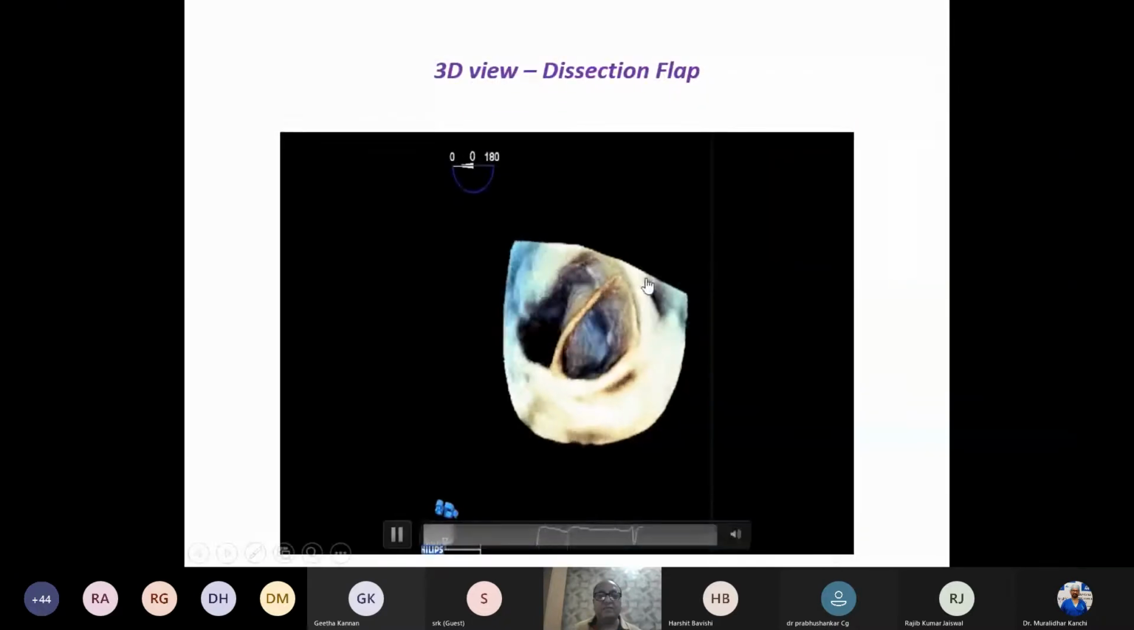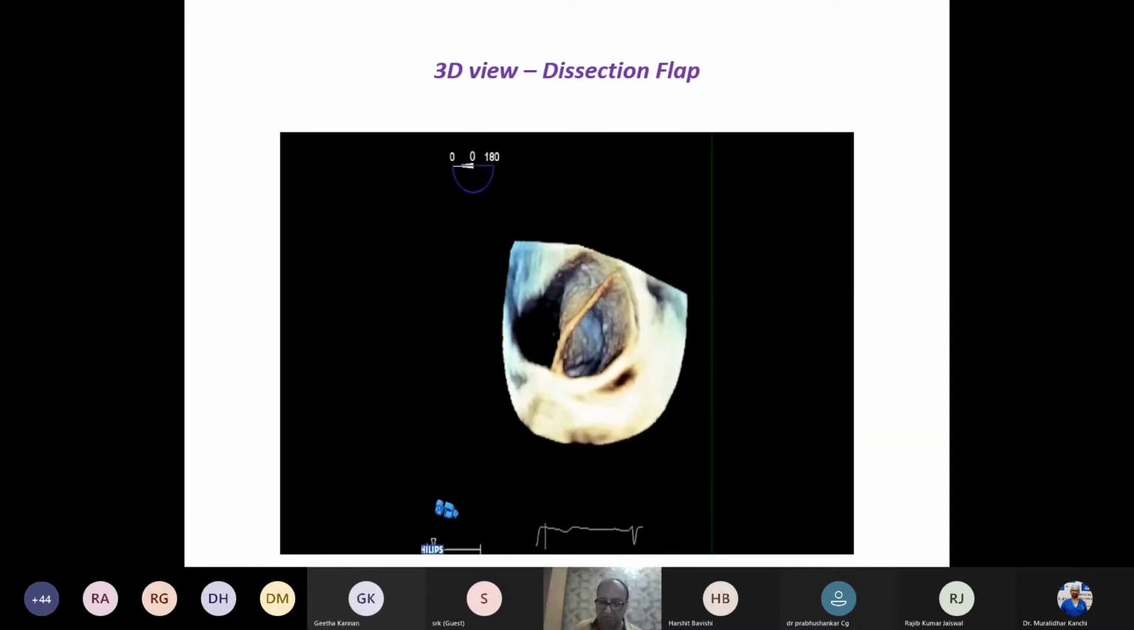Now this is a three-dimensional view. If you see the intimal flap here, this is a beautiful intimal flap. Okay. Now this is the true lumen. And this is your false lumen, what we are seeing here. This is a three-dimensional beautiful image of the descending aortic view.